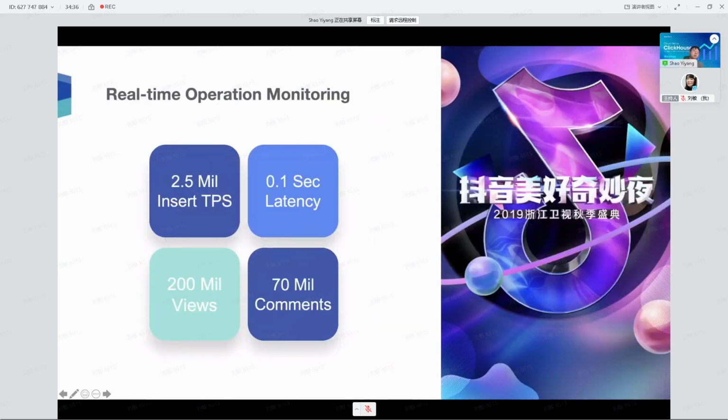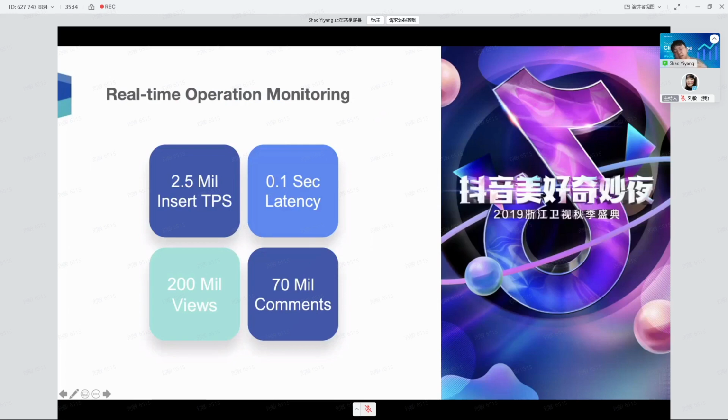The second example is our Douyin events. We host a lot of online Douyin events, so sometimes we get huge traffic peaks, but with ClickHouse, we are able to manage 2.5 million insert TPS. So the data can be written and stored in real time. And for the activities during these live events, for example red packets, gifts, lucky draws, all the analytics can be returned within 0.1 second latency.